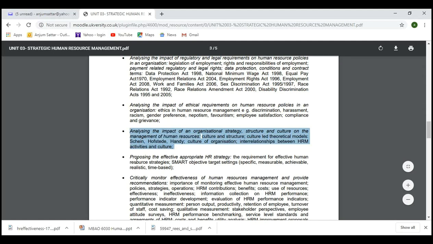So these are the legislation which we discussed during the last lesson. We'll go through proposing an effective, appropriate HR strategy, how we can propose it, and we'll go through HR and critical monitoring and effective HR, how we can make HR policies more effective. So that's all we'll go through during today's lesson. So please, if you have any question, just write in the chat box.